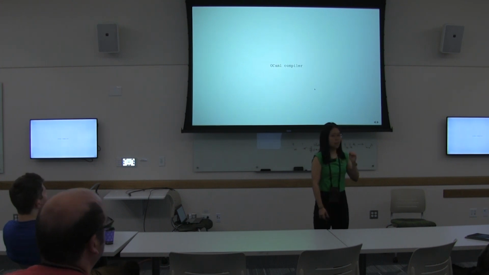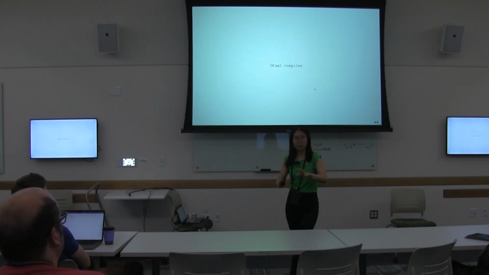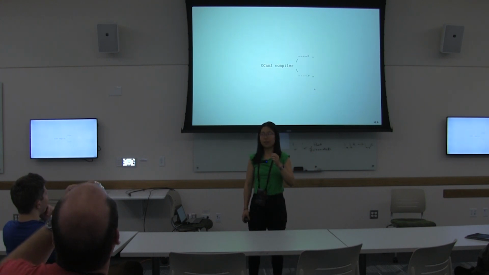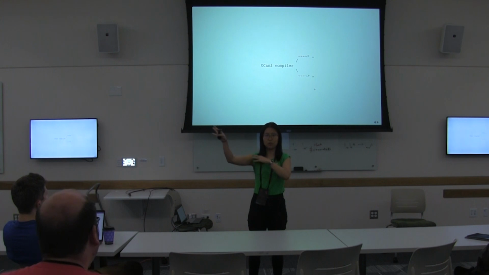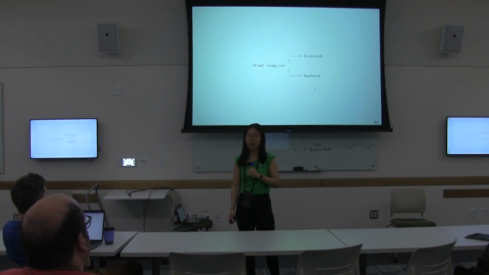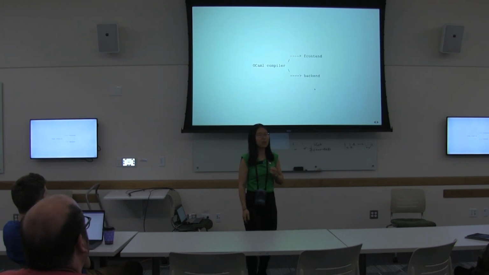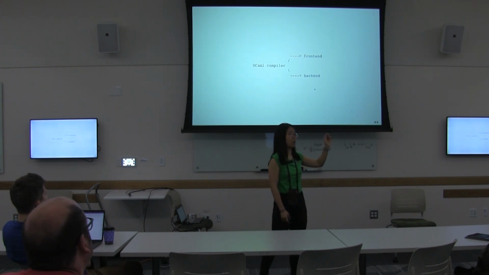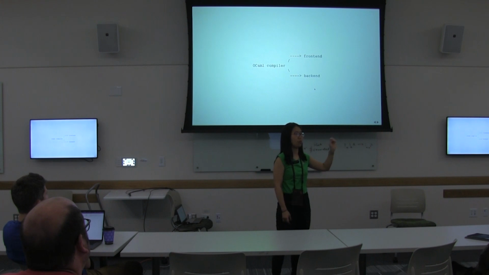Now, if we dive into OCaml a little bit, at an extremely high level, we have the OCaml compiler, and we can think of it as having two parts. There's a front-end part and a back-end part. The front-end part allows us to change the syntax that the OCaml compiler recognizes as valid OCaml code.